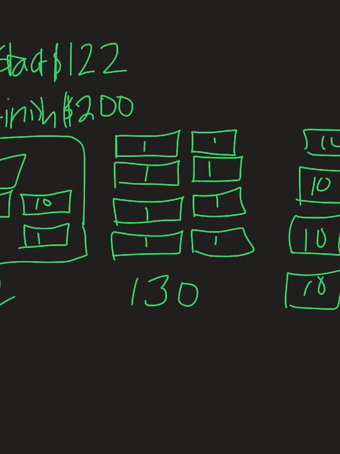So this would be 140, 150, 160, 170, 180, 190, $200, which is what I need. So similar to how we did in the past, counting up strategies work the same way. We show how much we add over time to get to our next number.